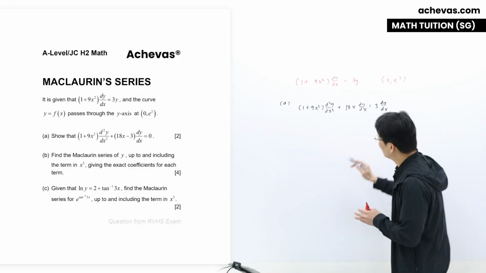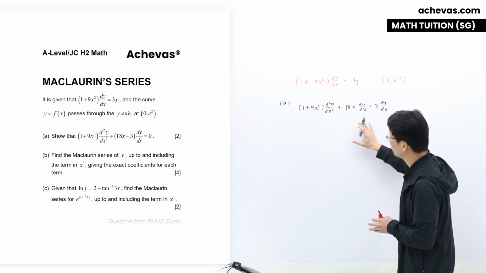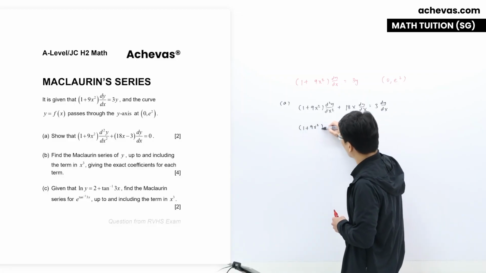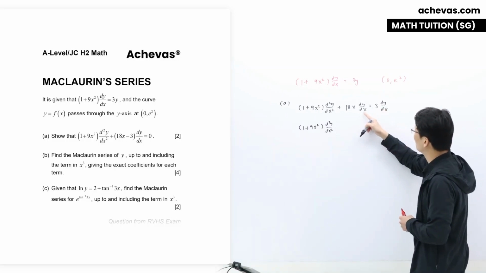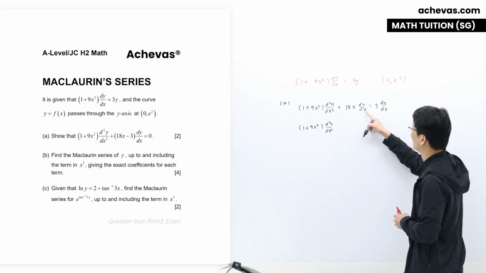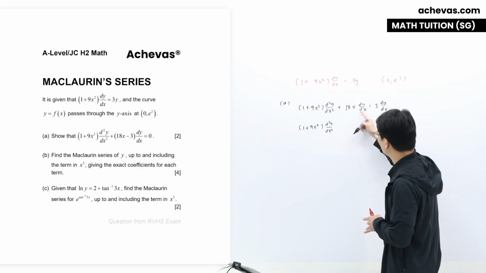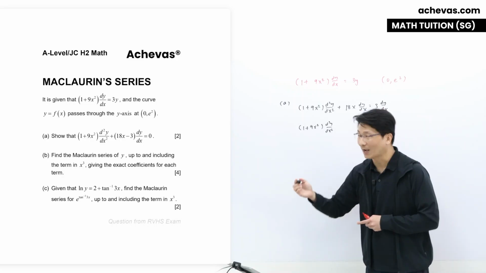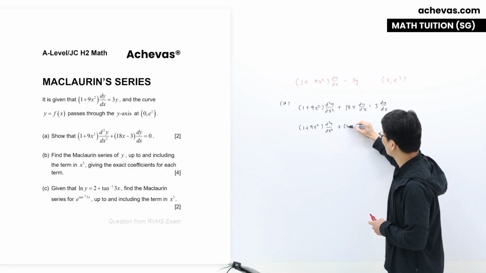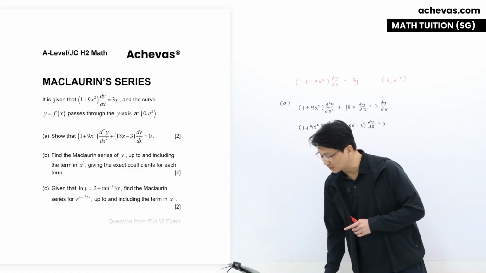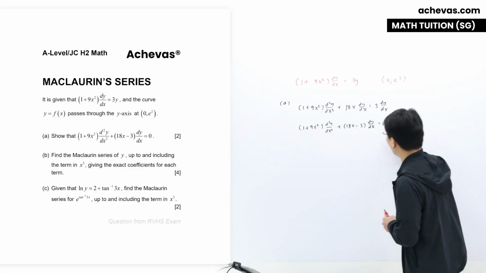And I'm going to shift the entire expression all to the left-hand side. So we will have (1 + 9x²) d²y/dx². This term and this term are similar because there's a common term dy/dx. I'm going to subtract this and factorize out the dy/dx. I will end up with (18x - 3) dy/dx equal to 0. So this is what we are supposed to show in part A.